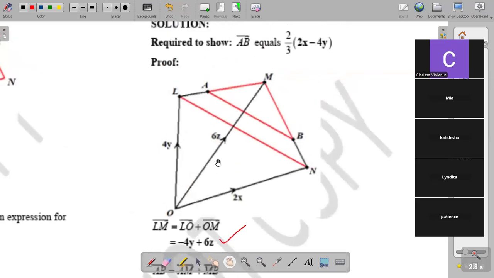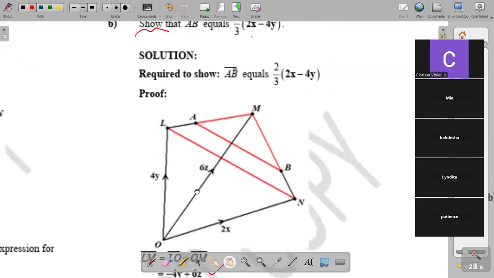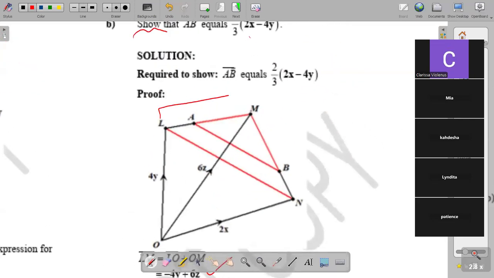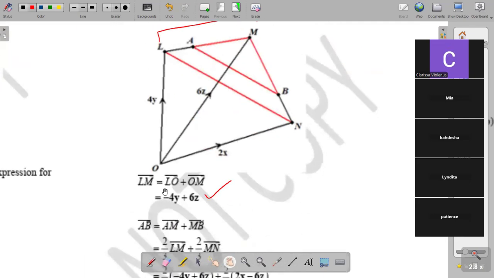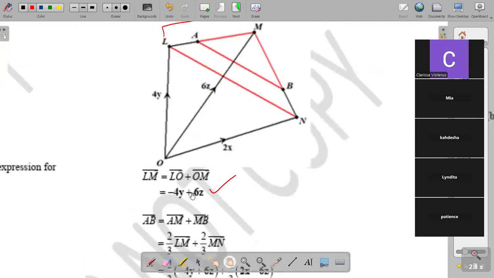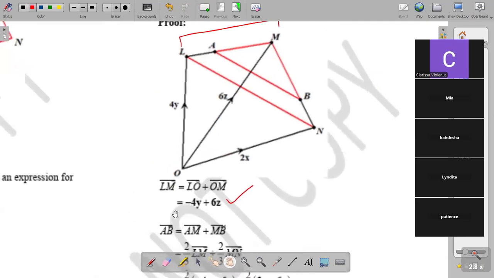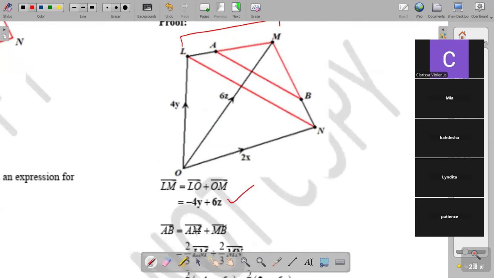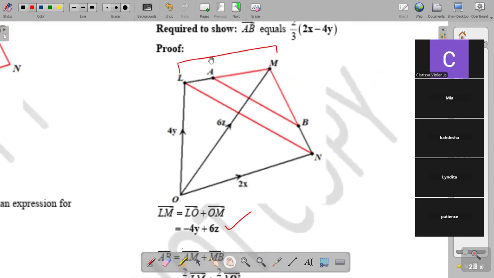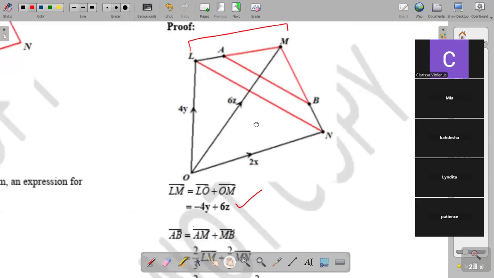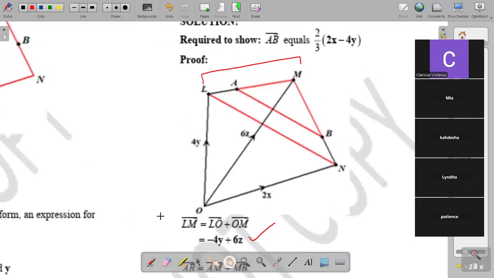Because for us to find a section of the line, we must have the whole line. So now that we know what the whole line is, negative 4y, 6z, right? So let's go. AB, we also know the formula for AB already. AB is AM plus, let's look here, AM plus the MB. So we know what AM is. AM is the 2/3 part, the 2/3 of the whole line.